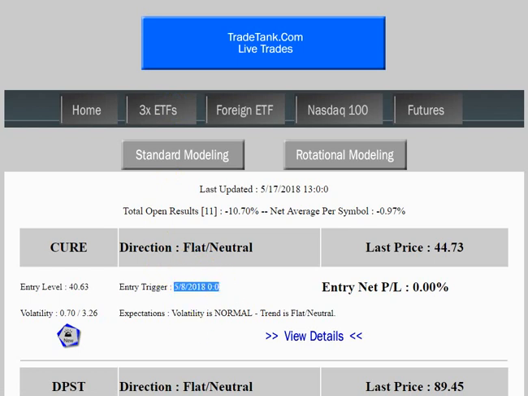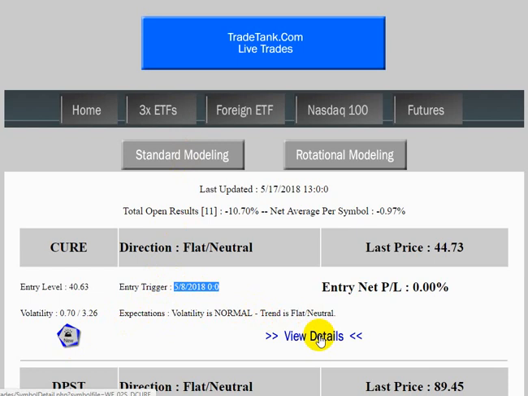So what's the difference? Again, the rotational model is always in, always long or always short, and the standard model is more of a trading system. The standard model trades once or twice a month, typically on average, on this end of day data. So now you can see we have a new trigger. We exited the trade on 5.8. Volatility is normal. Trend is flat neutral. So it's telling us we really don't have anything going on here.